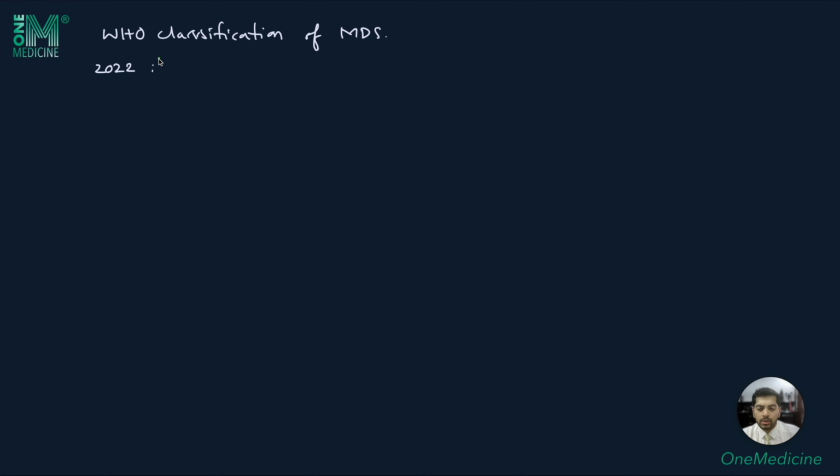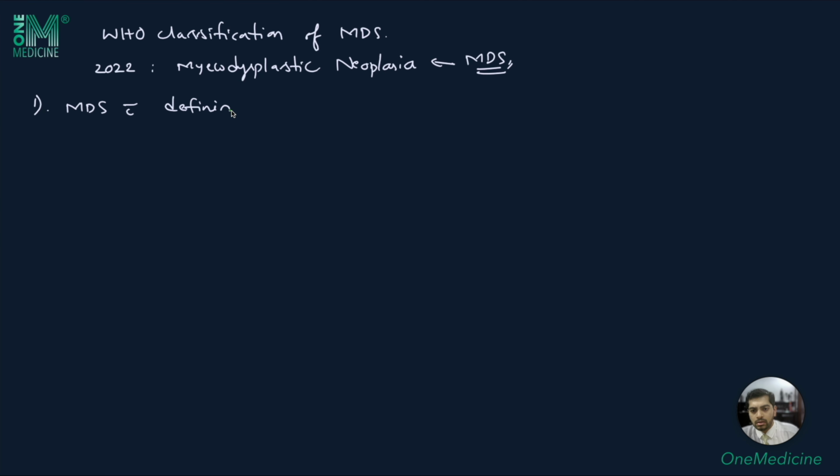The 2022 guidelines of the WHO classification use myelodysplastic neoplasia in place of MDS, or myelodysplastic syndrome. So this is broadly divided into two categories. The first one is MDS with defining genetic abnormalities, and the second one is MDS that is morphologically defined.